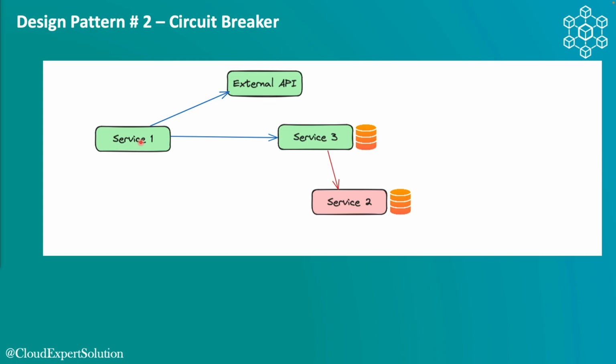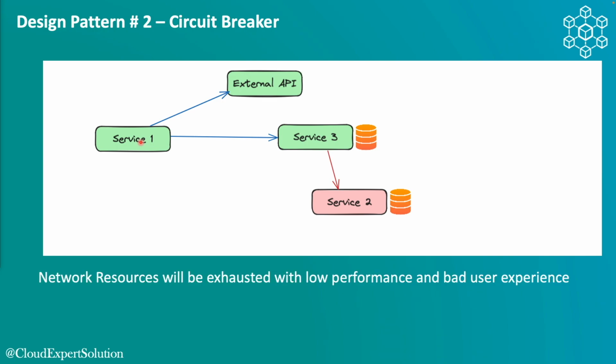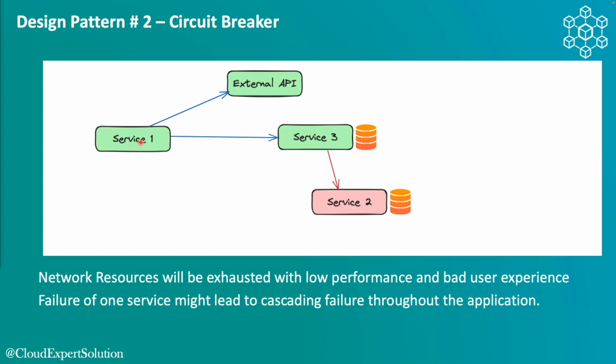Now service 1 does not know that service 2 is down or not responding. Service 1 will bombard service 3 with requests, which will lead to network resource congestion. That means all the network resources will be exhausted, and it will lead to low performance or bad user experience. It can lead to failure of one service, and then a cascading effect.